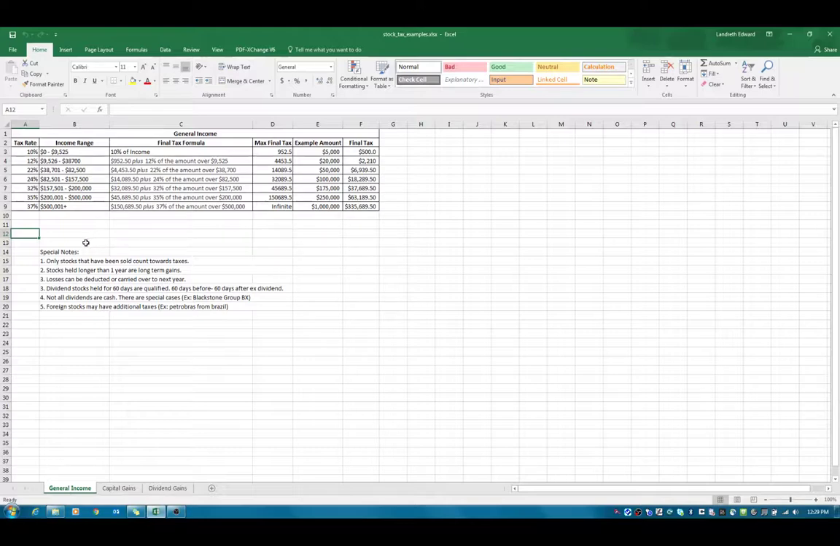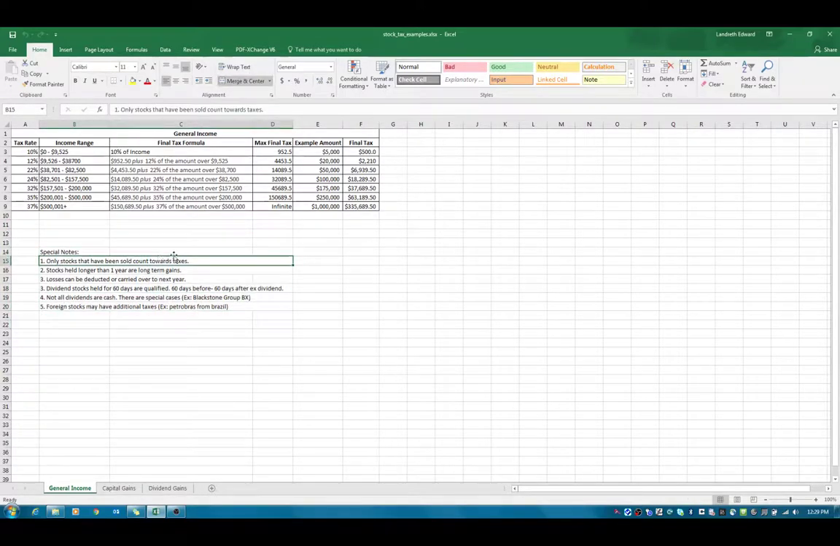Before I talk about the actual tax brackets up here, there are some overall notes about stocks and dividends that I want to cover just before we get into all of it, because I think it's good information to know if you don't yet. That's what I have right here.